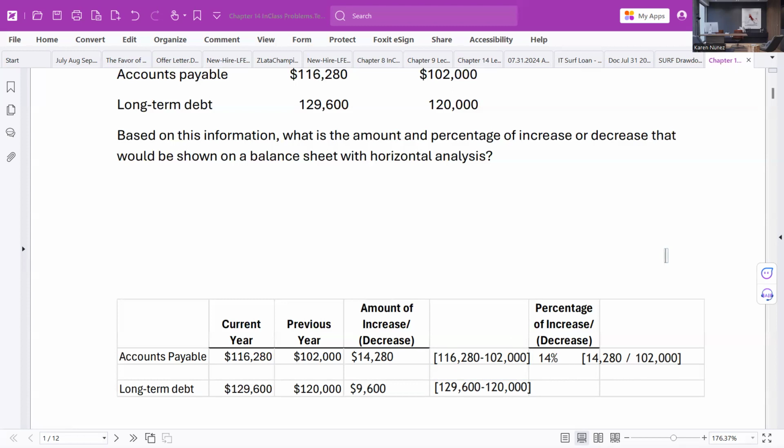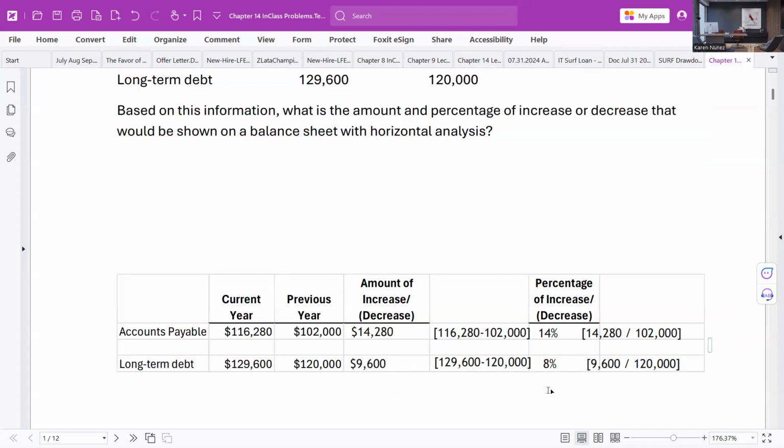And we want to do the same thing for the long-term debt. We want to know what percentage increase that $9,600 is. So all we're doing here is expressing that as a percent. That $9,600 divided by 120,000 is an 8% increase. And that's a horizontal analysis.